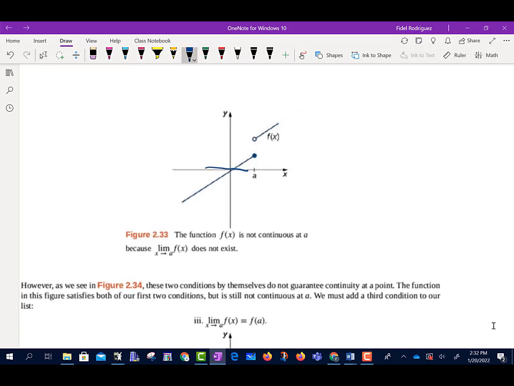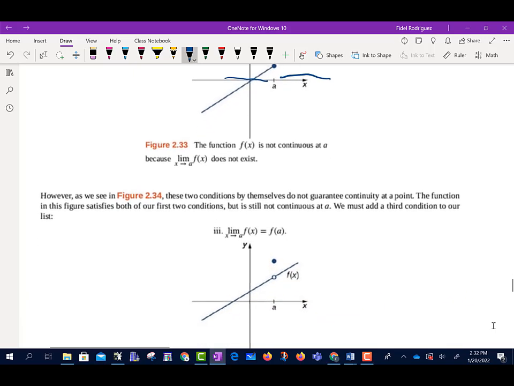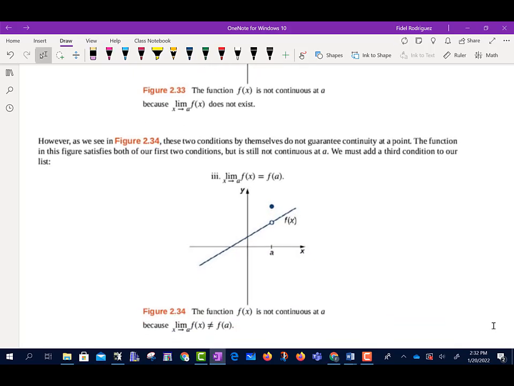As I take the limit approaching from the left and the limit approaching from the right, you can see they're not the same, so the limit doesn't exist. Even that's not enough. Here you can see the limit exists as we come from the left and the right, and it's the same limit, so the limit exists, and the function is defined because we have that solid point right there. But it's still not continuous.